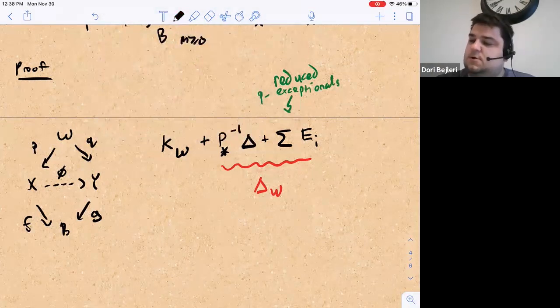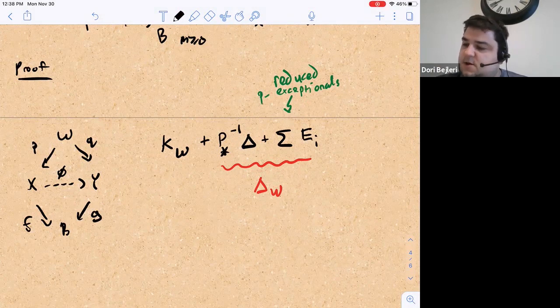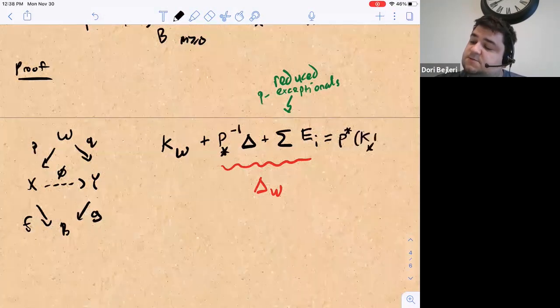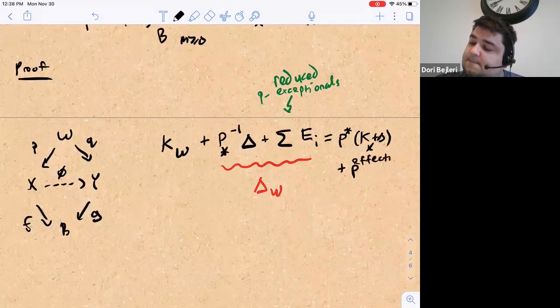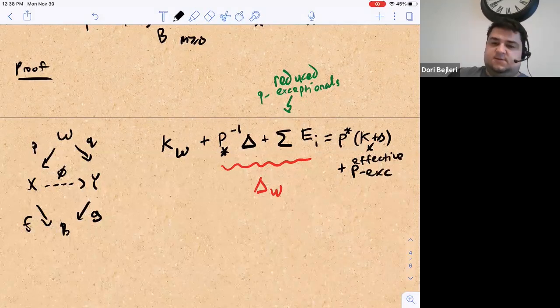Okay, and now because (X, Δ) has log canonical singularities, then this is equal to the pullback of K_X + Δ plus some effective p-exceptional stuff. Because log canonical singularities tell us that the discrepancies are greater than or equal to -1. So when we add 1 times each of the exceptionals on both sides, we get something effective.